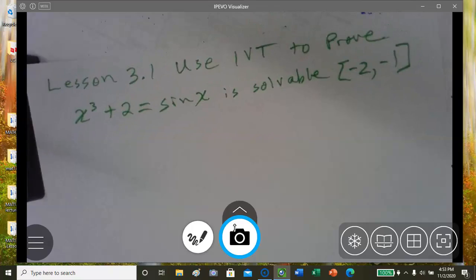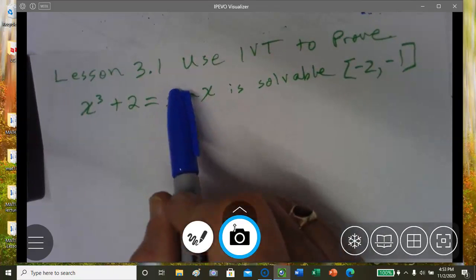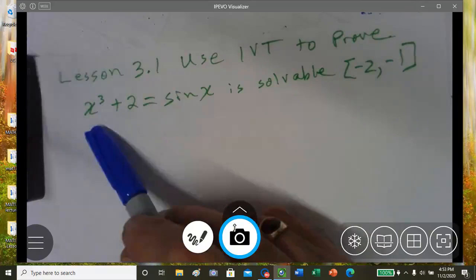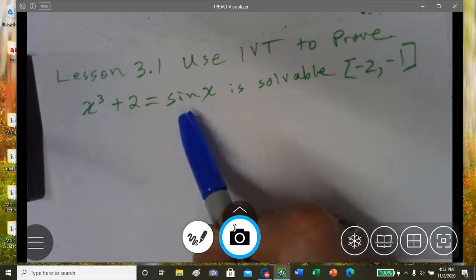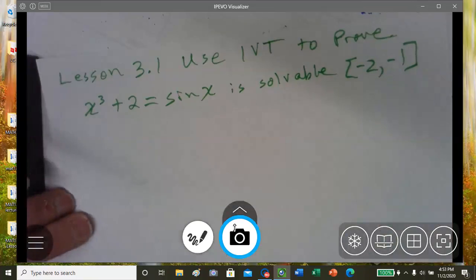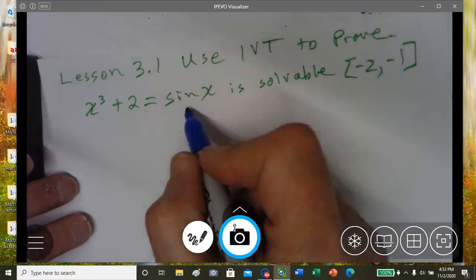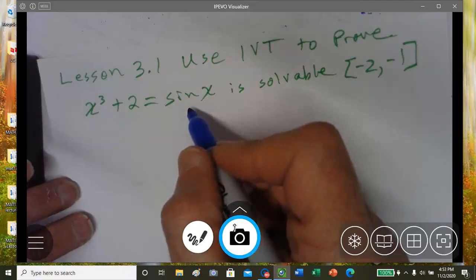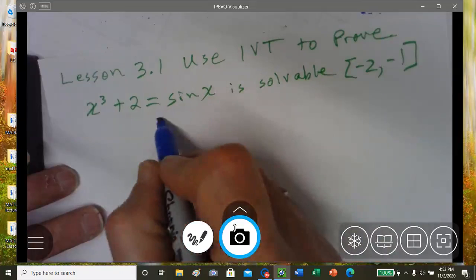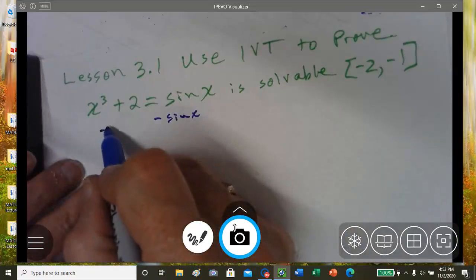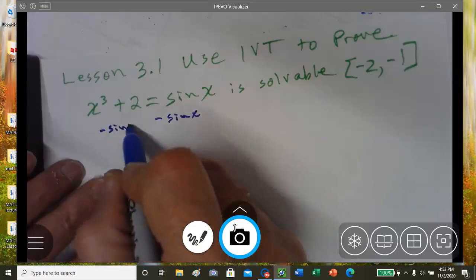Okay, this is lesson 3.1 and continuing on with that, and we're using the intermediate value theorem to prove x cubed plus 2 equals sine x is solvable on the closed interval from -2 to 1. Okay, problem here. We have an f of x, but our m has to be a constant. So we've got to move this sine x over, so we have to apply negative sine x to both sides.